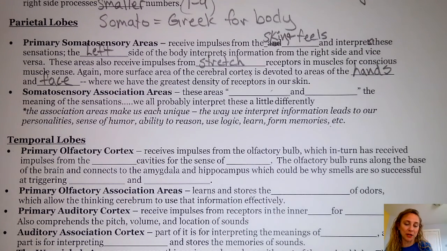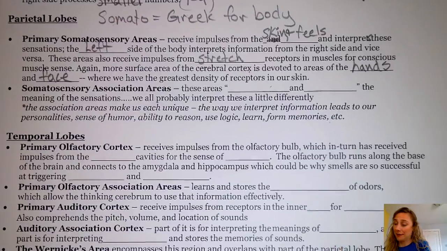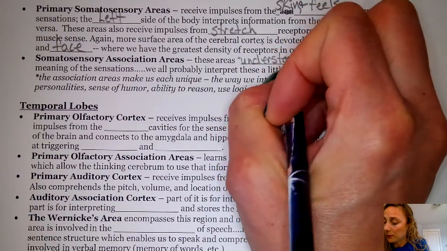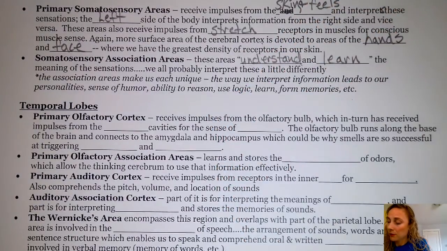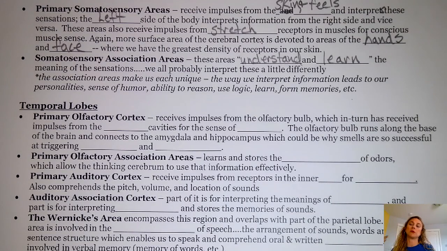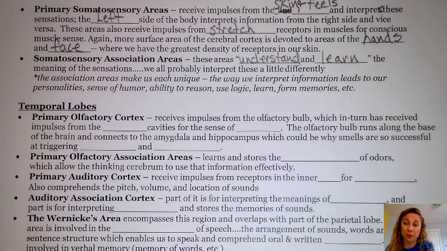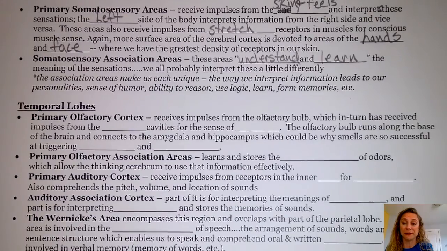That might be the sensory association areas where we understand and learn the meaning of sensations. Like, it's probably a mosquito, something like that. Then you hit yourself in the face. Stuff like that you got to learn and finally hone as an infant. Make those connections. We're probably going to interpret these a little differently because we're different people. This is what makes us unique. The way we interpret information might lead to our development of personalities, sense of humor, ability to reason, use logic, learn form memories, and stuff like that.